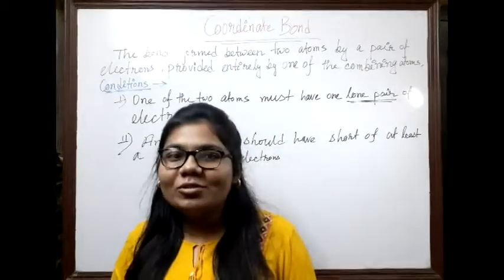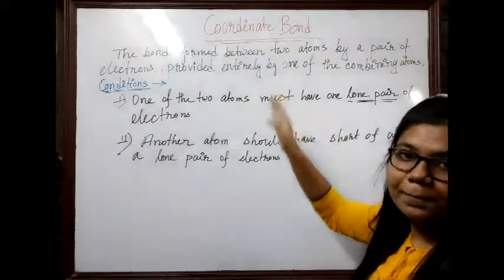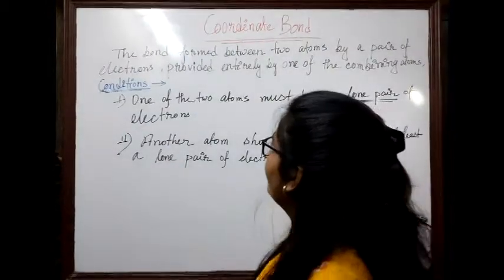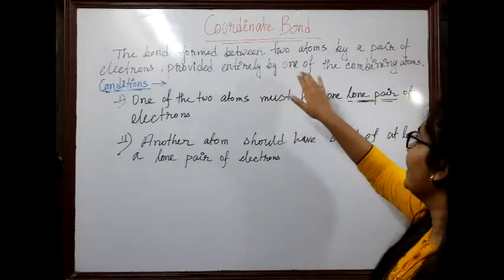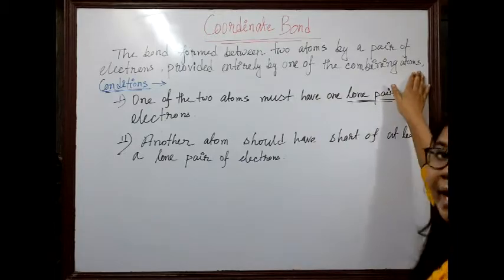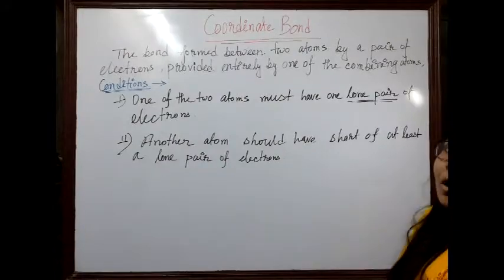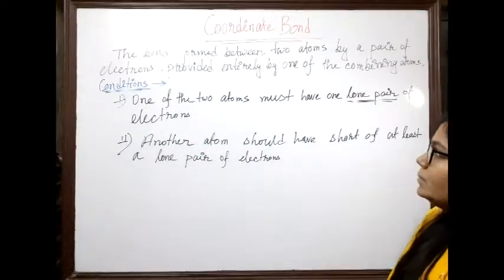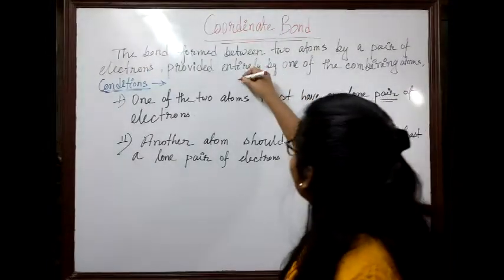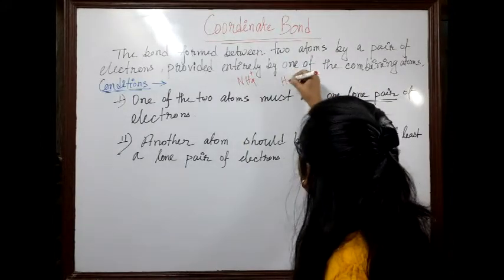Okay. So today we will discuss an amazing topic, that is coordinate bond. First, we will know what a coordinate bond is. The bond formed between two atoms by a pair of electrons provided internally by one of the combining atoms is called the coordinate bond. And the compound formed due to this coordinate bond is called the coordinate compound. Okay, we can take examples like the ammonium ion, NH4 plus, and the hydronium ion, H3O plus.